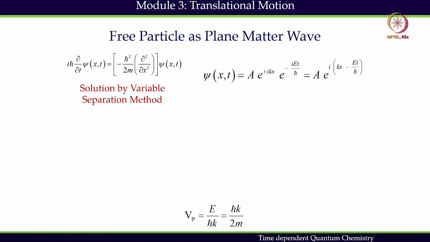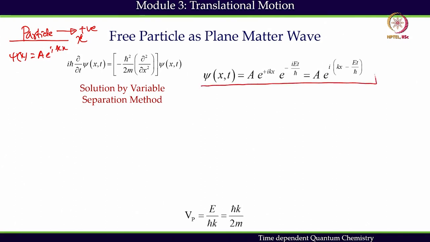Let us assume that our particle is moving along the positive x direction. In that case, I will be able to consider psi x equals A e to the power i k x. This is the solution, and as a result, I will be able to write down the total wave function, space and time dependent wave function, to be like this, where we have seen that E equals h cut square k square by 2m. That is the kinetic energy of the particle.